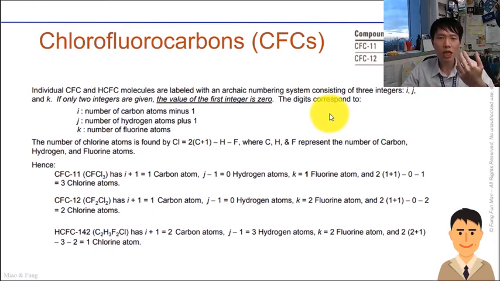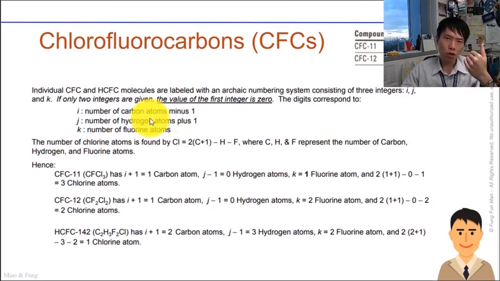So these I, J, K digits correspond to I, the first number, is the number of carbon atoms minus 1. So if there's only 1 carbon atom, you minus 1, you get 0. For J, the middle number, the second number, it is the number of hydrogen atoms present in the compound, plus 1. So if you have 0 H, you plus 1, you get 1. That's why minimally you must have 2 numbers, because you can't have 0 carbon. 1 minus 1, you know.